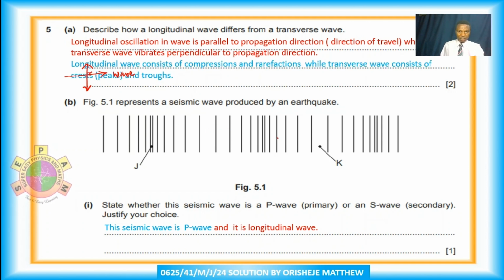Then a longitudinal wave has compression and rarefaction, while a transverse wave has crest and trough. Now this is compression, position J, where the particles are close, then alternating with where the particles are far apart, then the particles are close again. So you have rarefaction, compression, rarefaction, compression, rarefaction, then compression.